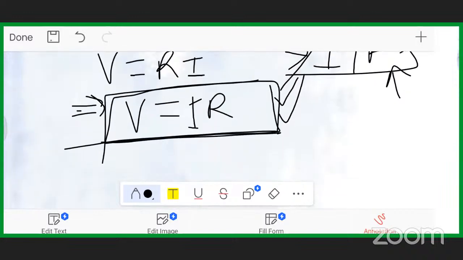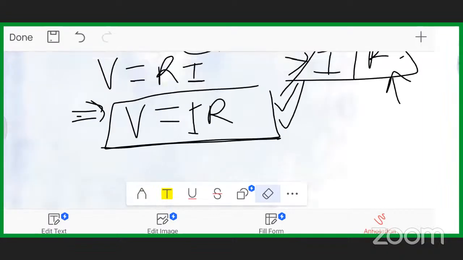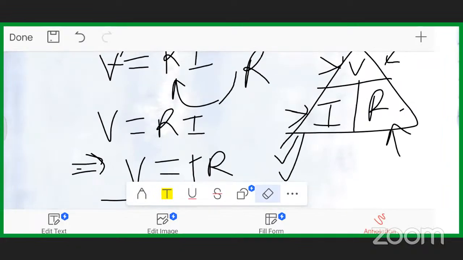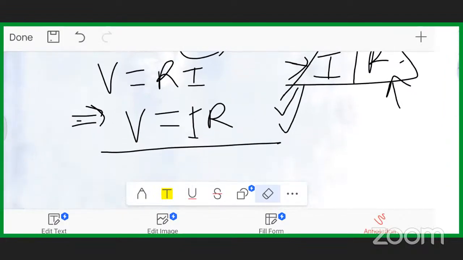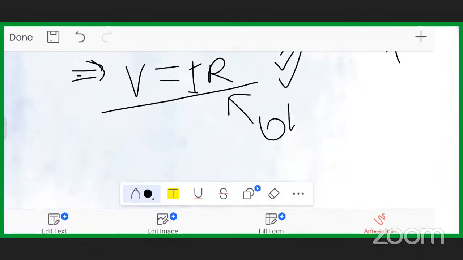If you talk of something like small letter r, it will be something else, internal resistance. So be very careful if you have to use the symbols. So that is the idea of Ohm's law. And this R here, which you have said is resistance, is measured in ohms, and that symbol is this.